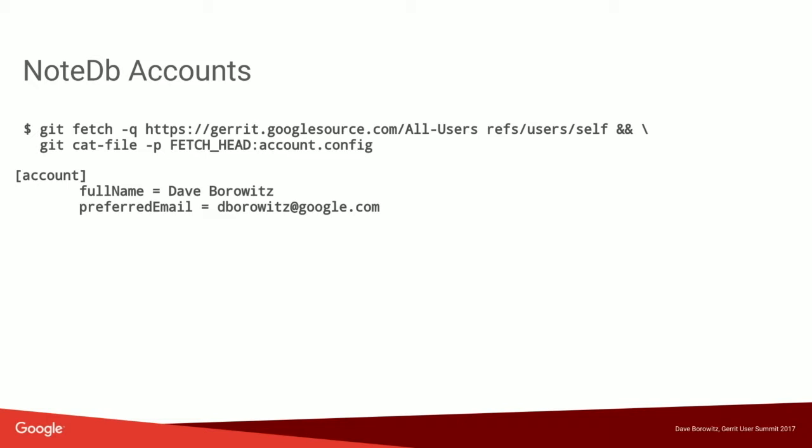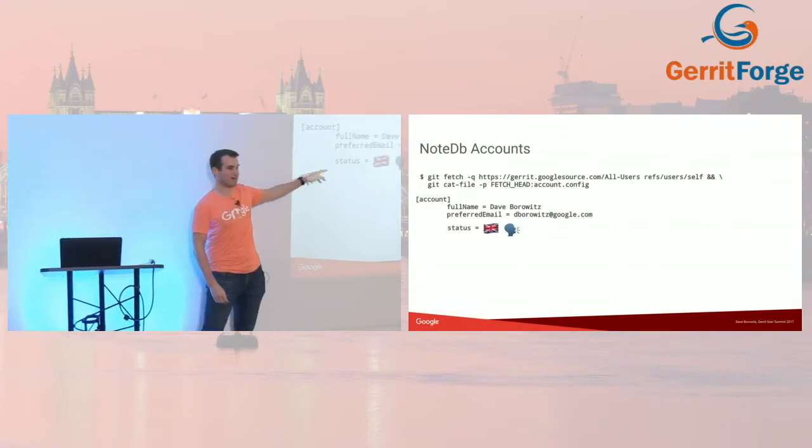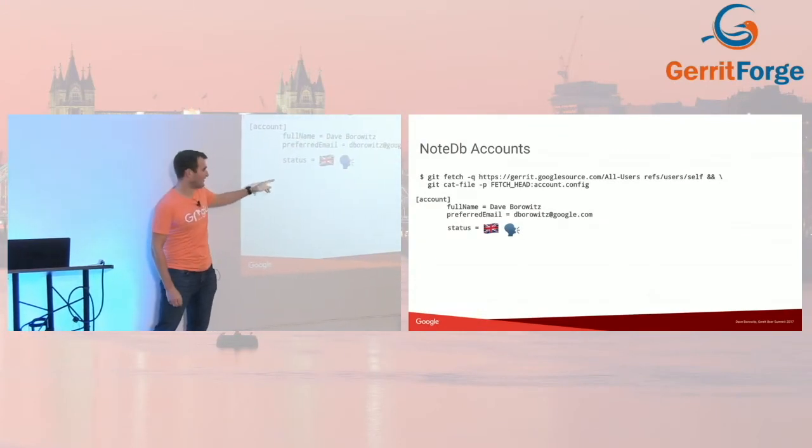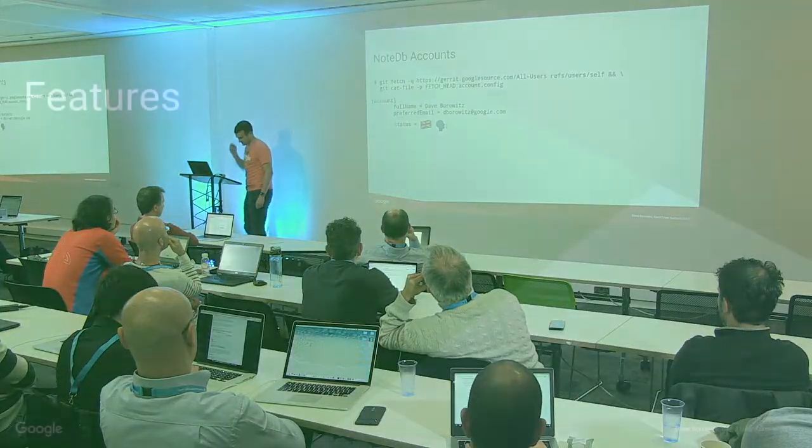This is a git config file. Like there's an account section in your config file. It has my full name, my preferred email address, and we have this feature that is in review to be the account status. So I'm currently giving a talk in England.